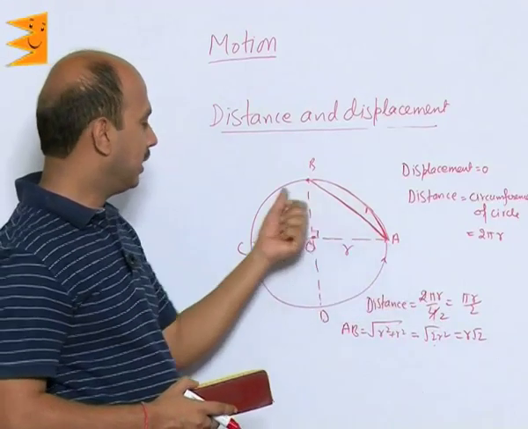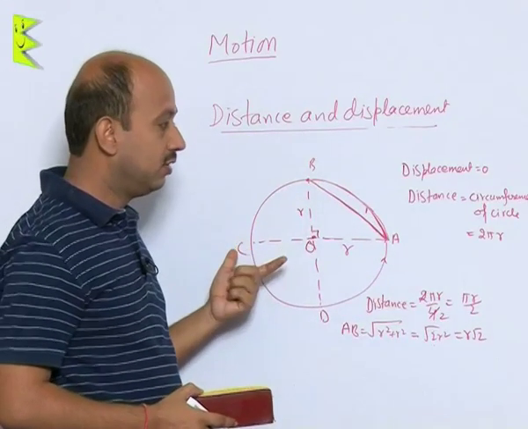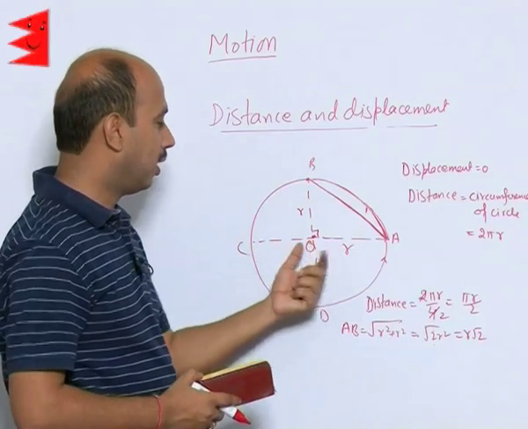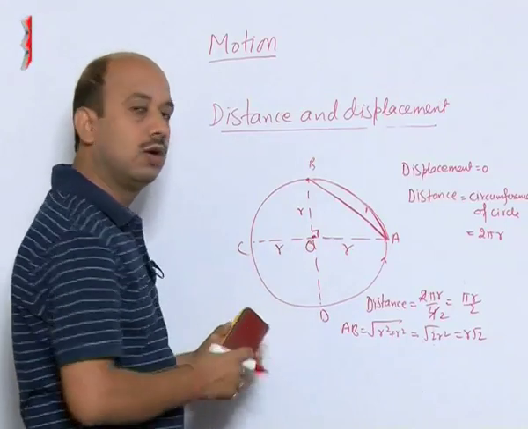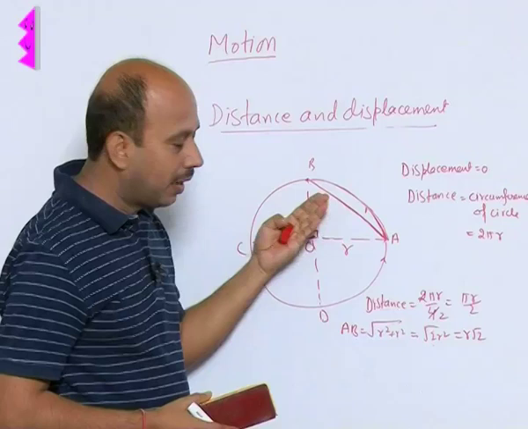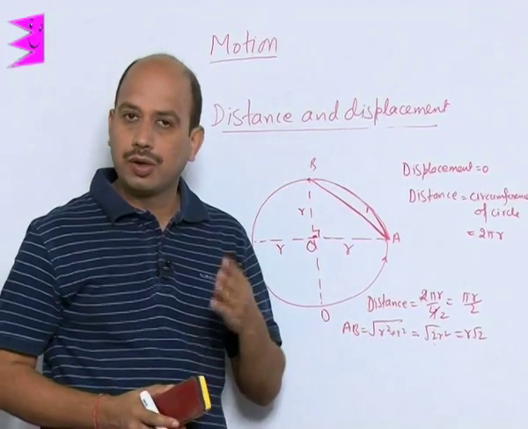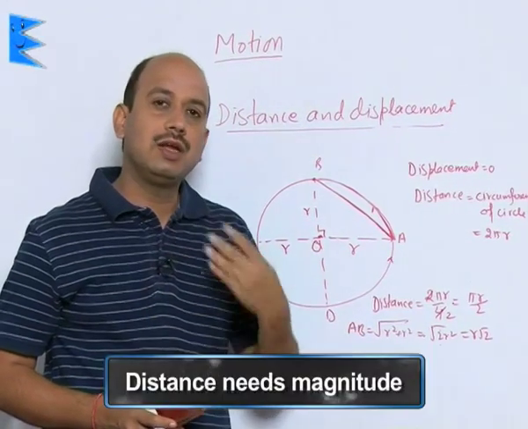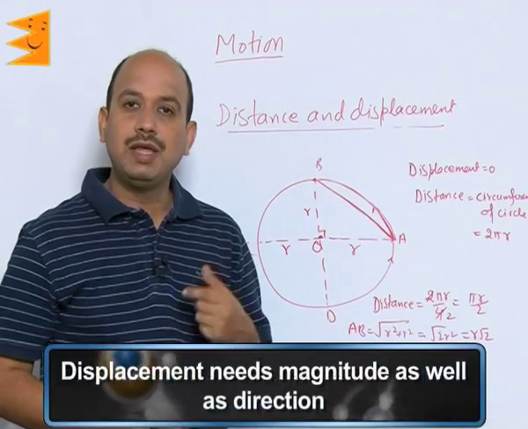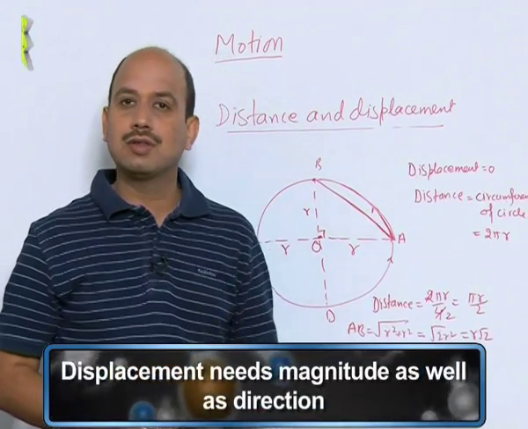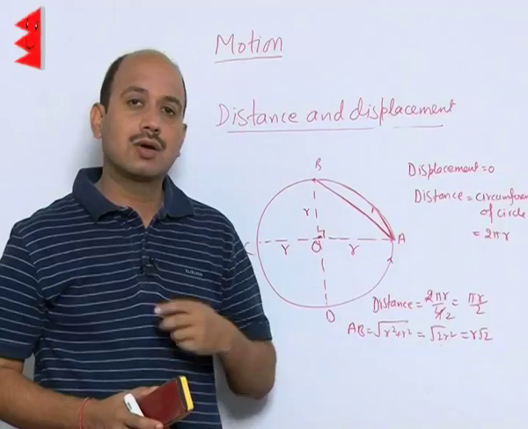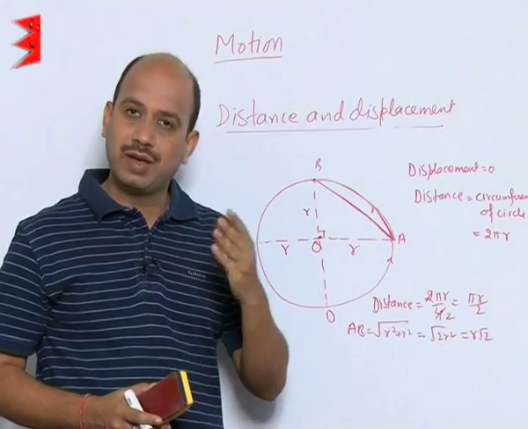Similarly, when the object is reaching C, the distance is pi r, half of 2 pi r, whereas the displacement is r plus r, that is, we can write 2r. So, for distance and displacement we have seen 2-3 examples. Whenever we need to describe distance, we just need magnitude, whereas displacement requires magnitude as well as direction. So, there are two kinds of quantities: one called scalars, another called vectors.